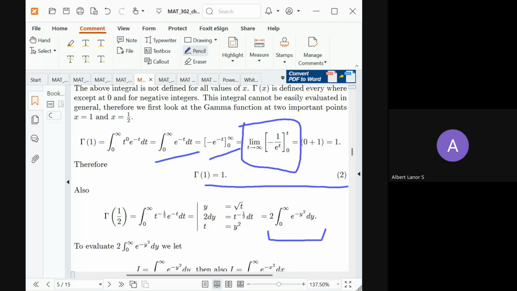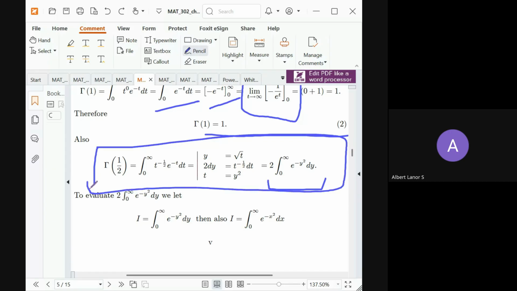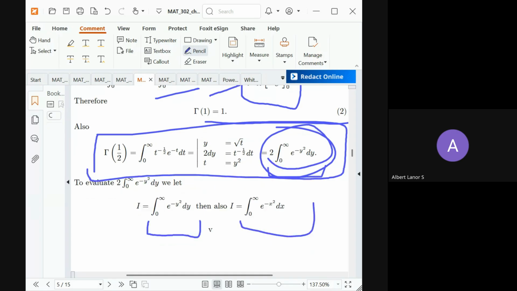Now we come to gamma of half. The gamma of half, write it this way. Then we apply integration by parts. And if you do integration by parts, you're going to have 2 times the integral of e to the minus y squared dy. Now, you can say that one of them is e to the minus y squared, and then the other one is e to the minus x squared dx, the same function, and integrate it.